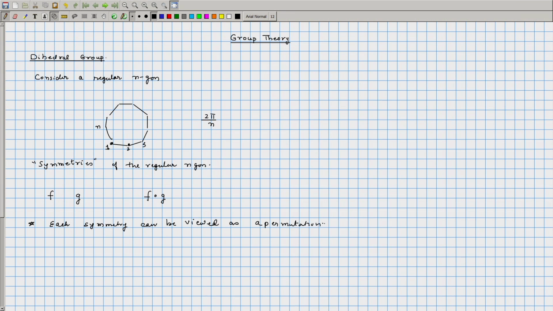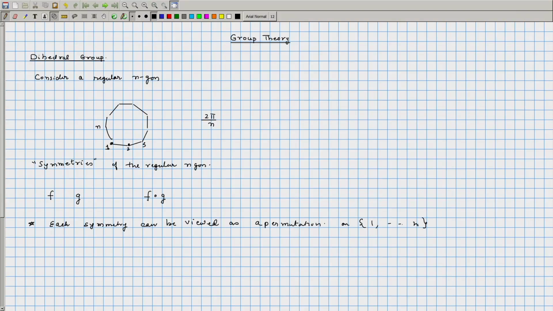So, here we are looking at symmetries of the regular n-gon. So, if you fix the polygon, then every symmetry can be viewed as a permutation on the set, let us say 1 to n. So, label the vertices of the polygon as 1, 2, 3 up to n, and then we can look at permutations or arrangements of 1 to n, and each rigid motion which is a symmetry can be viewed as a permutation.